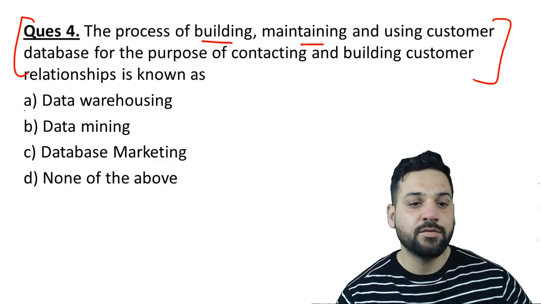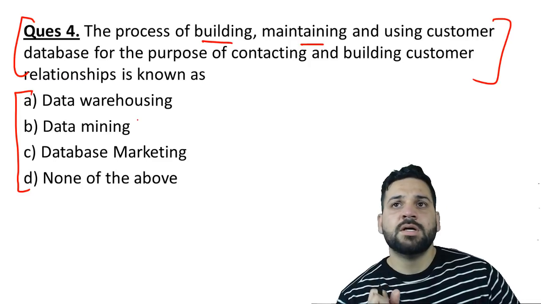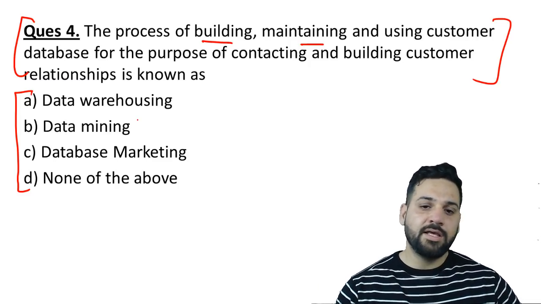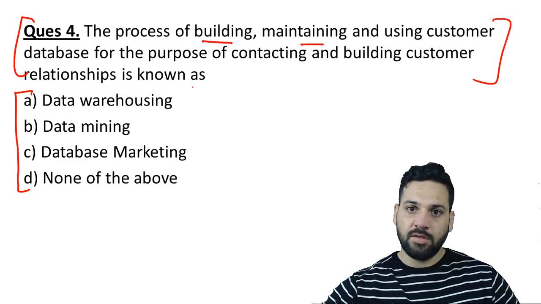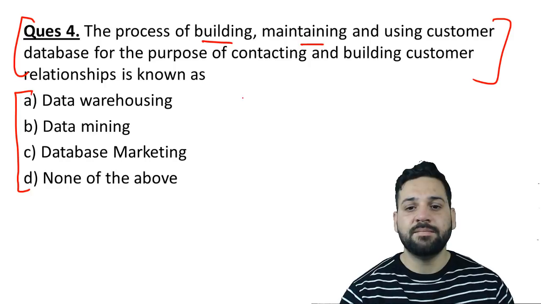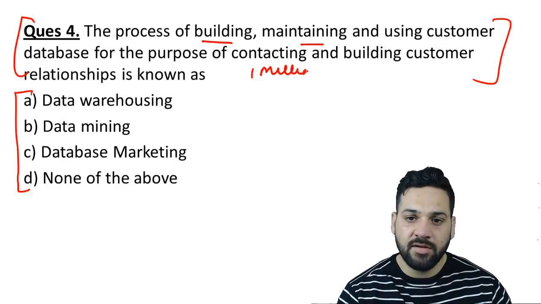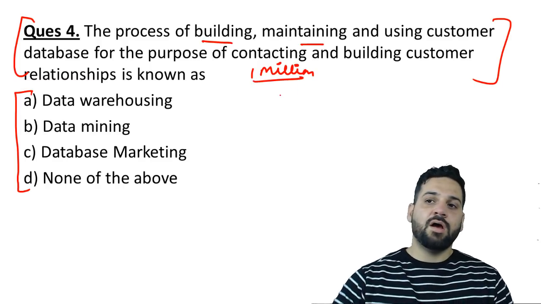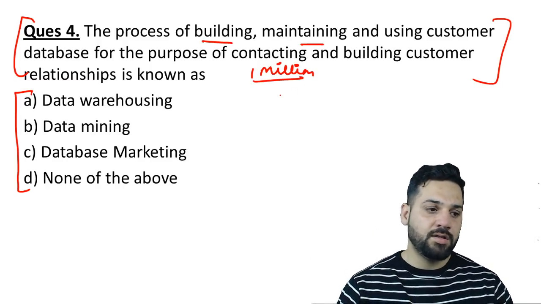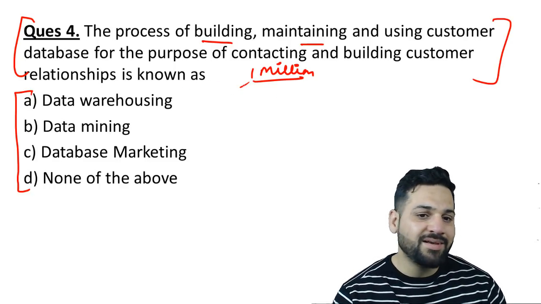एक-एक करके बता देता हूँ. पहले तो what is data warehousing? First of all, collecting the data and storing it, collecting the huge mass of data and storing it, data related to customers. For example, मैं क्या करता हूँ, I get data of 1 million students, I get their name, email address, their city, their education qualification, and I store it. That is basically data warehousing.